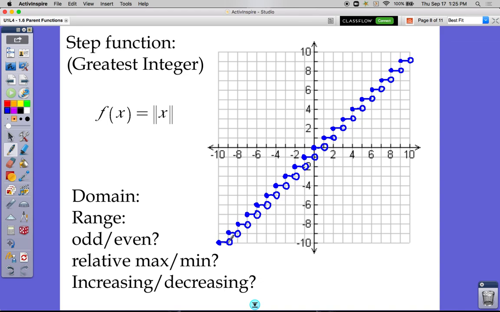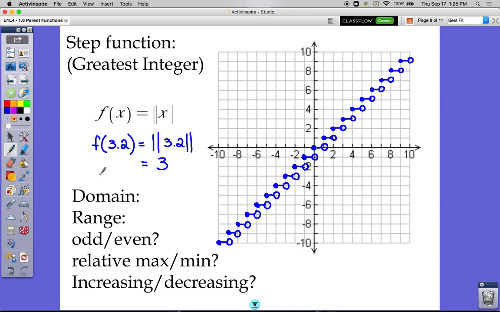So the question I might want to ask you here, I don't need to make a table of values, but let's say if I ask you what is the greatest integer that I've gotten to, what level am I at at 3.2? The greatest integer or the greatest level I've achieved at 3.2 is 3.